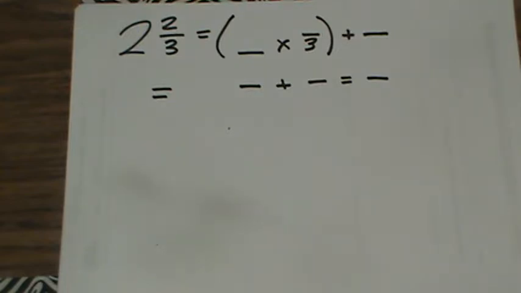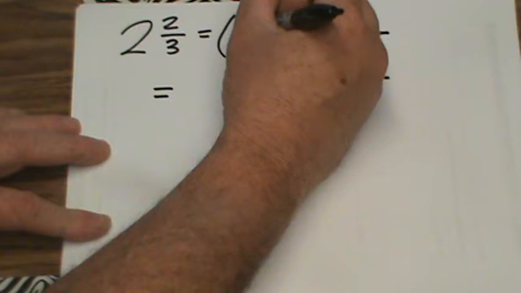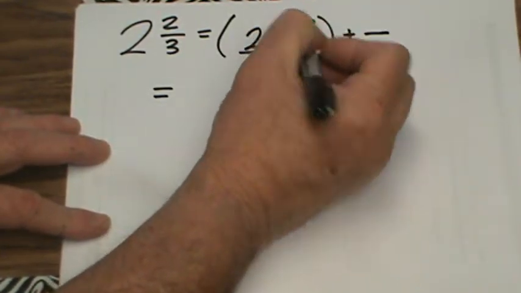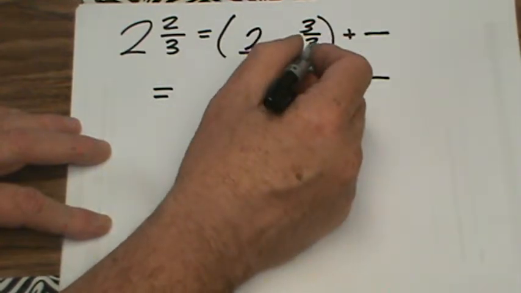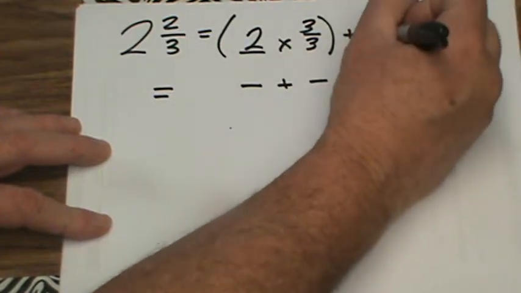Welcome back. Here we go. Hopefully you got this one right. We're going to go 2, right, times 1 times 3/3, right? So we have that right there, and then that's going to be plus what? Well, we've got to add that 2/3 over here.